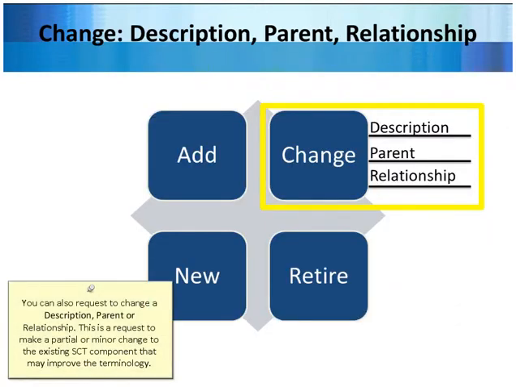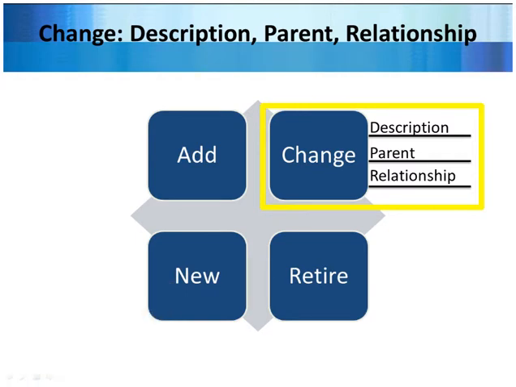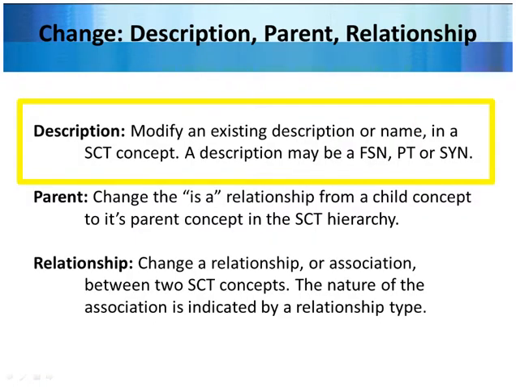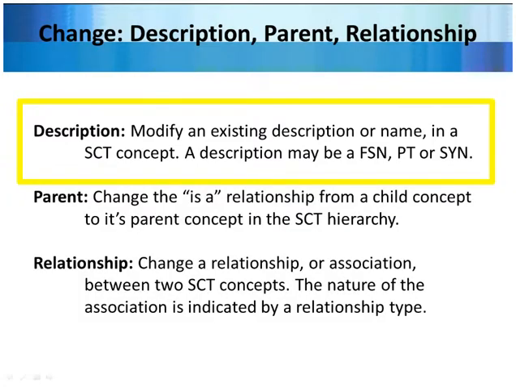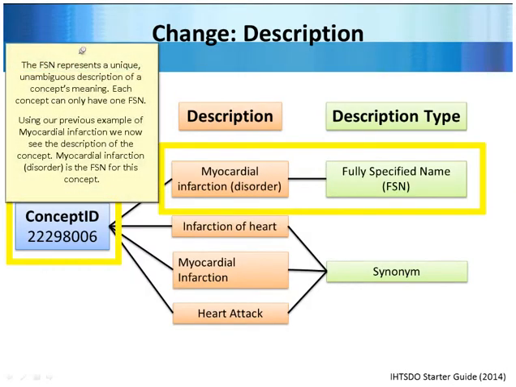You can also request to change a description, parent, or relationship. This is a request to make a partial or minor change to the existing SNOMED CT component that may improve the terminology. A request to change the description is to modify the fully specified name, or FSN, a preferred term, PT, or a synonym. The FSN represents the unique, unambiguous description of the concept's meaning. Each concept can have only one FSN.